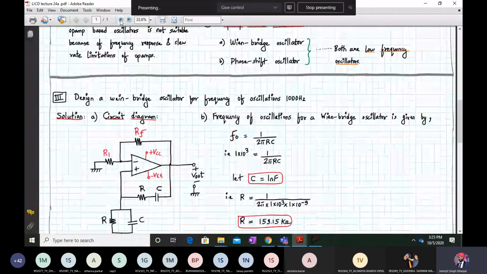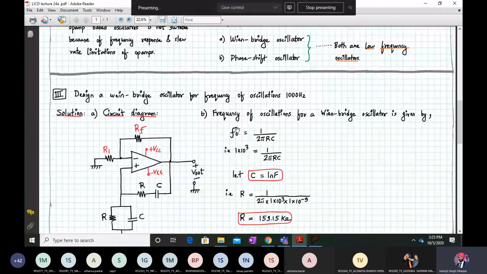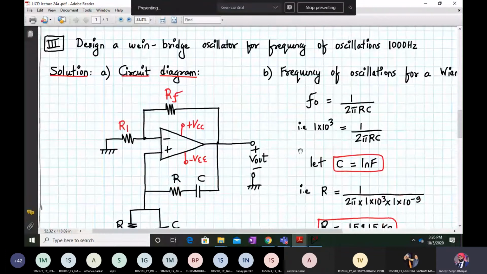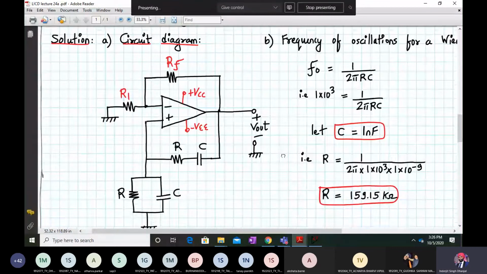So I'll request you all to note down the statement: design a Wien bridge oscillator for a frequency of oscillations of 1000 Hertz. So we have to design a sinusoidal oscillator which will be running at 1000 Hertz. Here is my circuit diagram. I have not explained anything about the Wien bridge oscillator. First we are designing it directly, and then later on we'll come back to its operation.